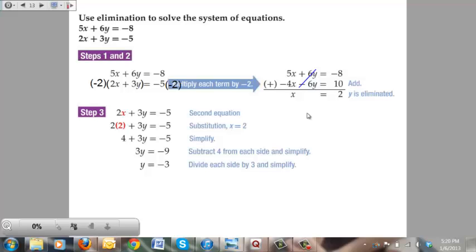So the solution to a system of equations, the point where those two equations intersect each other, is going to be at the point (2, negative 3). Circle or box it. That's all there is to these.